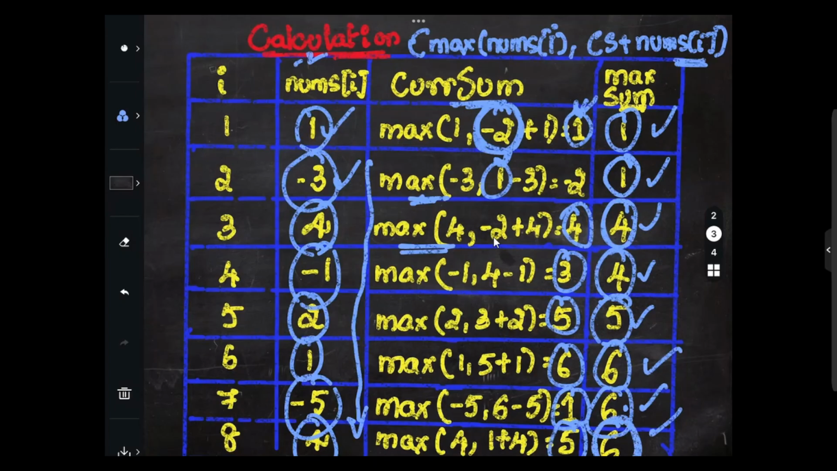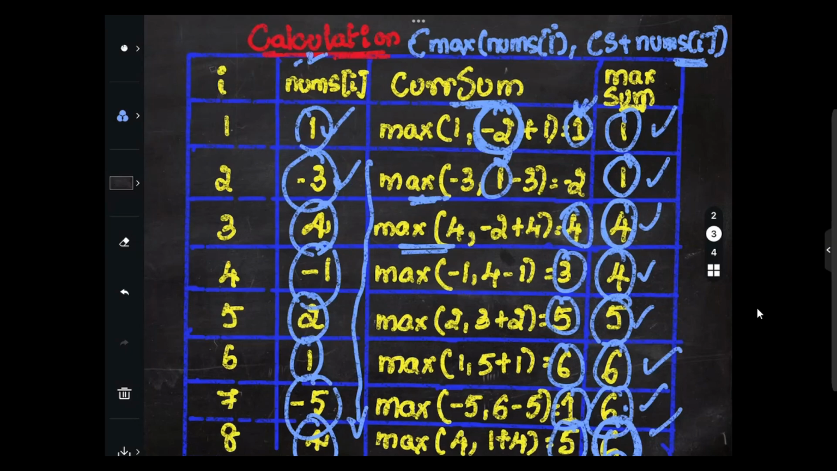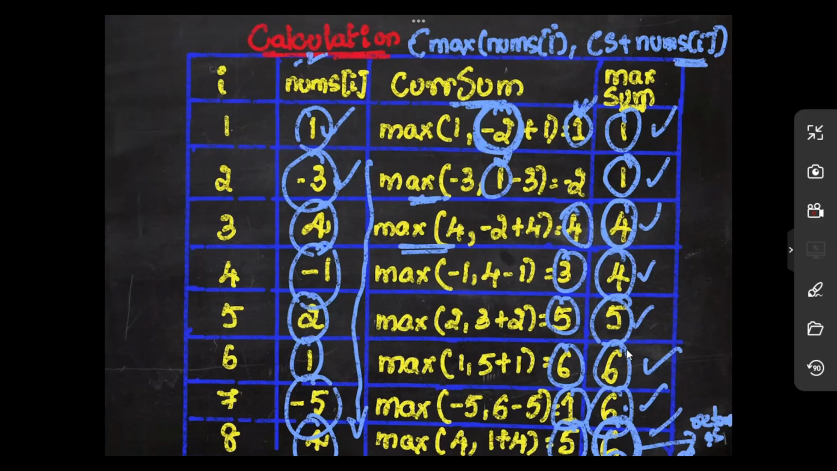So the last element that we got here is 6. This itself we have to return as output. I'll just give here output, right? So what happened here? Output. So the output that we got here is 6.